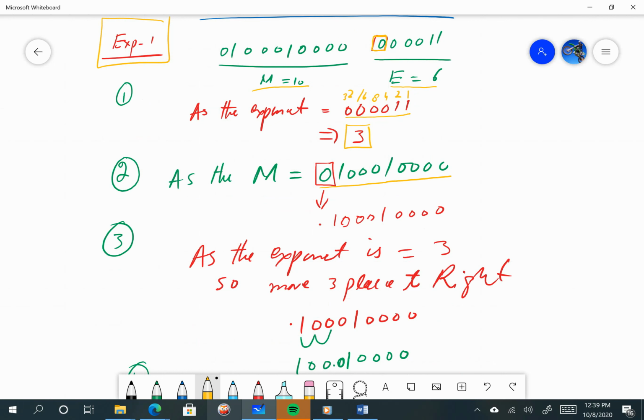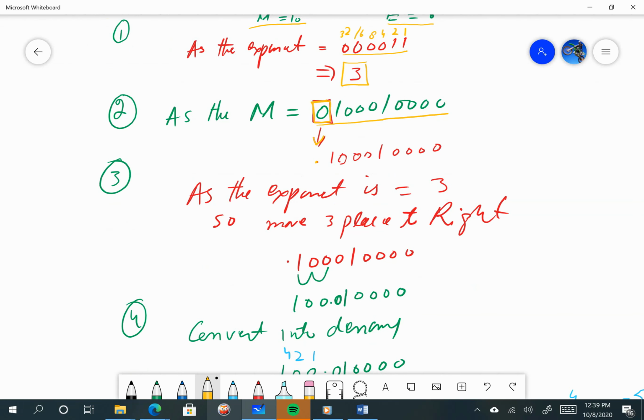What I have to do right now, if the Mantissa was negative, perform 2's complement to convert it into a positive number. But right now the Mantissa is positive, so there is no need to take its 2's complement. Then in the next step, convert this 0 into a point. I have written here this point, and the rest of the digits are written as they are. If the Mantissa is negative, then we must take its 2's complement. But right now, no need to take its 2's complement because the Mantissa is positive.